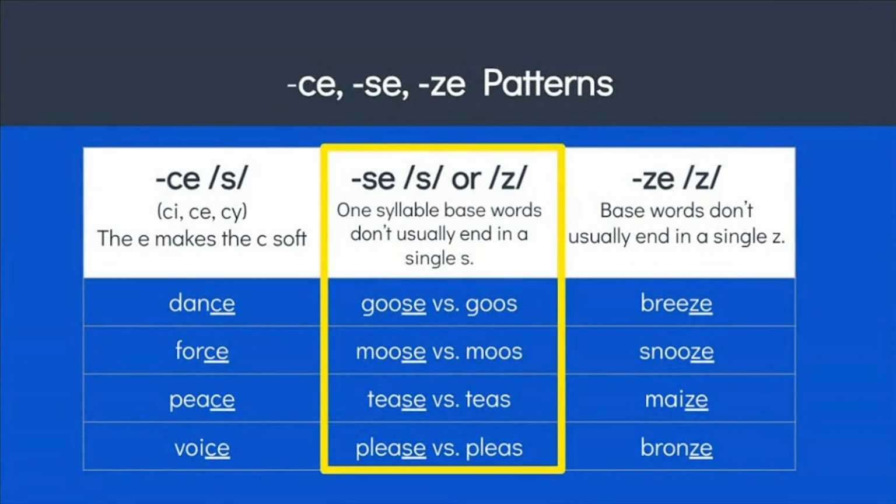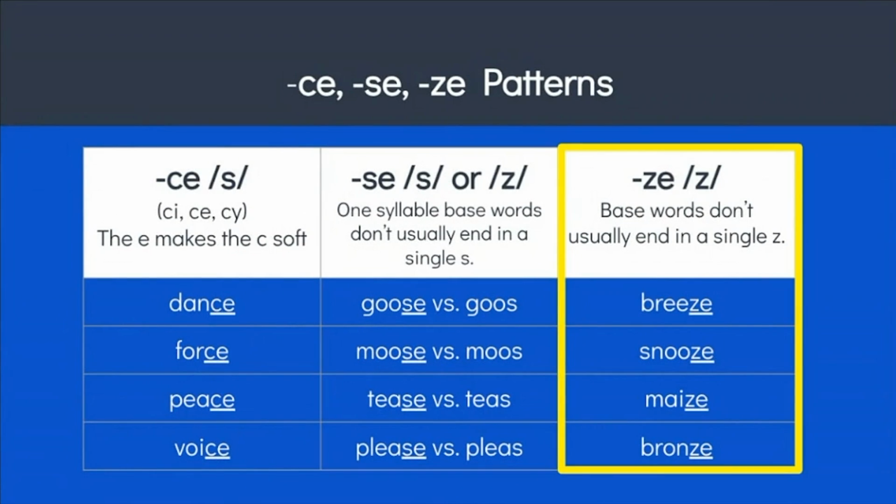For words that end in ZE, we also add an E because one-syllable base words don't end in a single Z. So when we hear words with the sounds Z or S at the end, and they don't follow the floss rule, we add an E to the end of them.